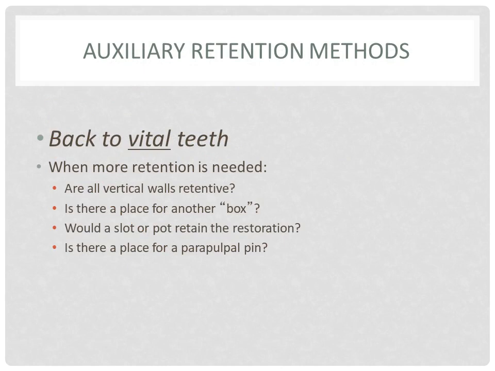When more retention is needed, I ask myself, are all vertical walls retentive? If not, can I converge the non-retentive wall to increase retention? Is there an area where I could place another box? Would a slot or pot retain the restorative material? Is there an area where I can place a parapulpal pin? Do I need a combination of any of these methods? Do I need to use an adhesive restoration?